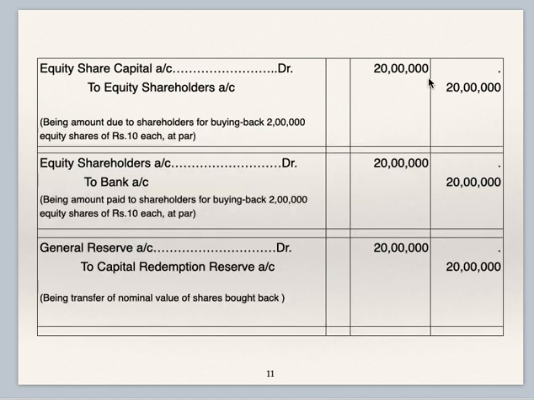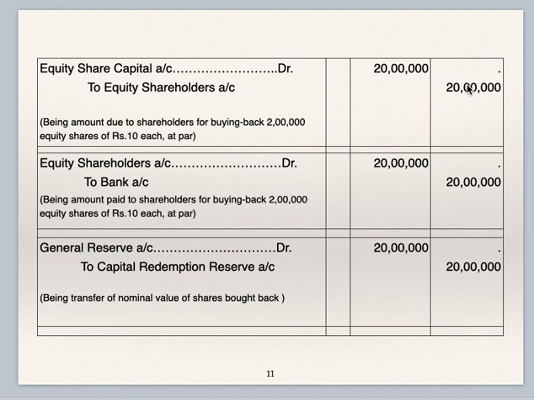Equity share capital account debit to equity shareholders. This entry is to show amount due to shareholders for buyback of 2 lakh equity shares of 10 each at par. Equity shareholders to bank. This is amount paid to shareholders on 2 lakh equity shares at rupees 10 each at par.